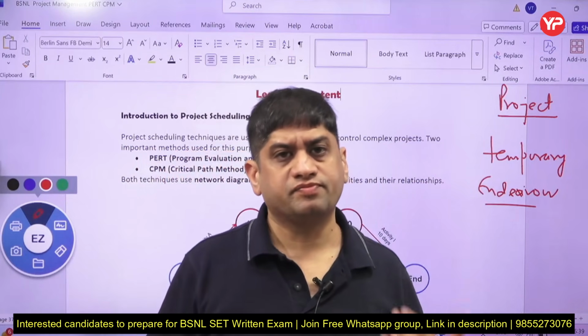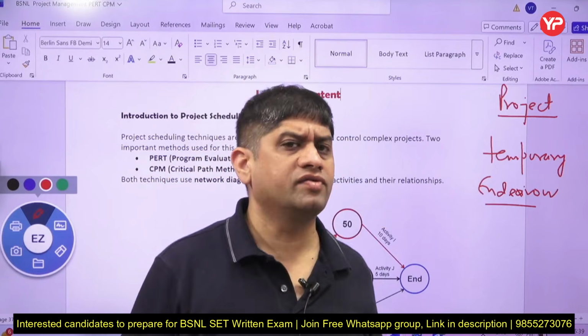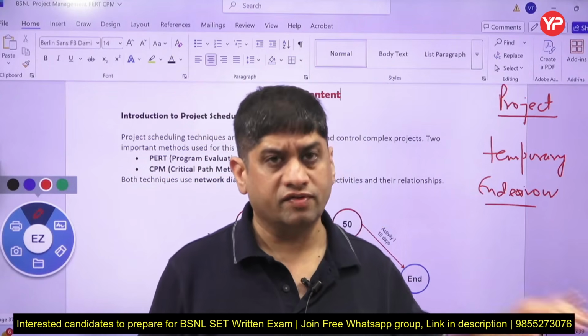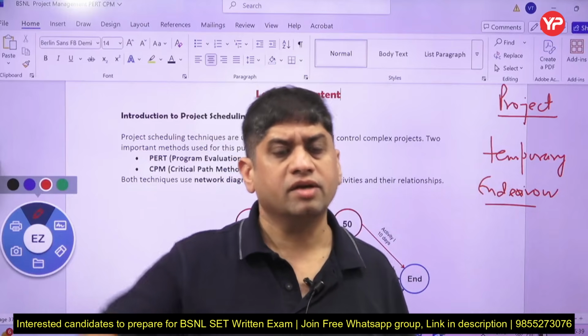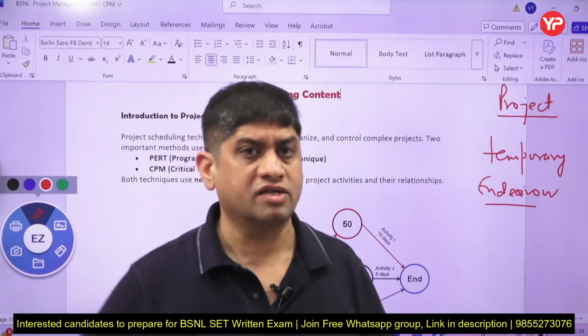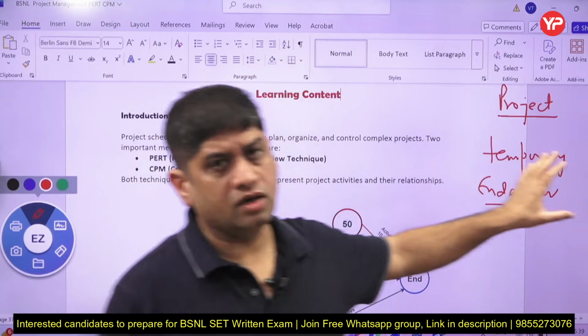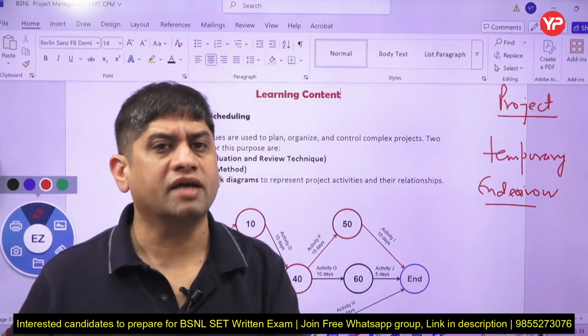So which is the successor activity, which is the predecessor activity? A successor activity is some activity which follows. A predecessor activity is something which is the initial activity, before this activity will happen. Successor means after this activity will happen. So that group of activities is what is shown by PERT and CPM.